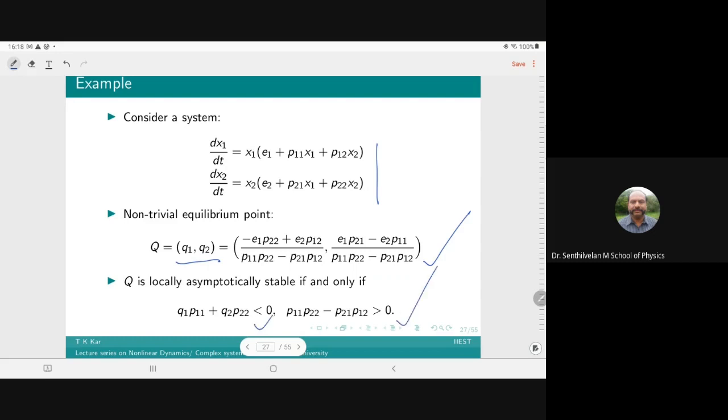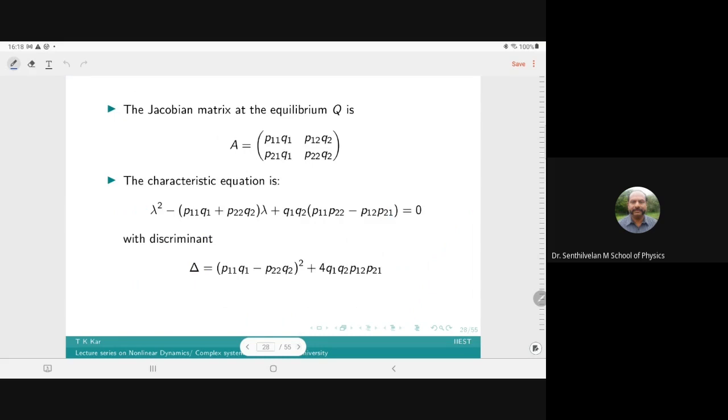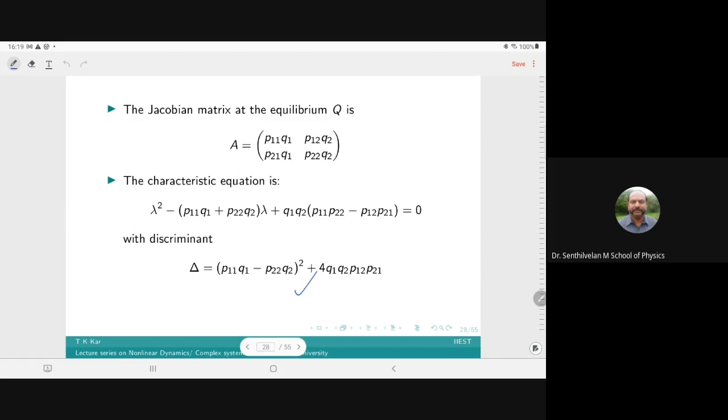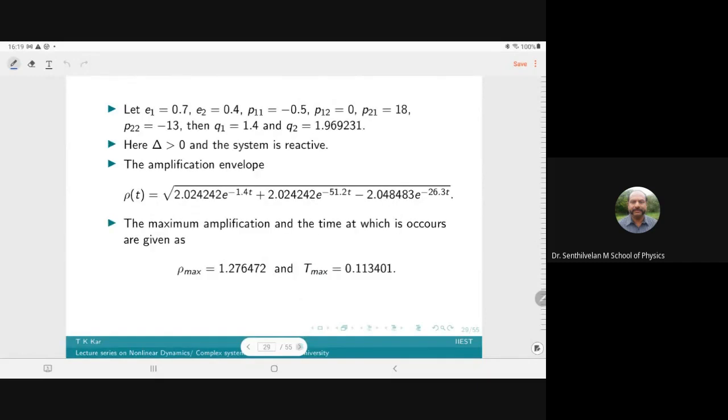It is very simple: the eigenvalues are real negative, or if complex, the real part is negative. The Jacobian matrix is this, and the discriminant is this, the same form as in the general case I have discussed, as a special case for this Lotka-Volterra system. Now, if you choose the parameter set in such a way that delta becomes greater than 0, the system is reactive. Already I have mentioned that the system is reactive, and the amplification envelope rho(T) becomes this one.